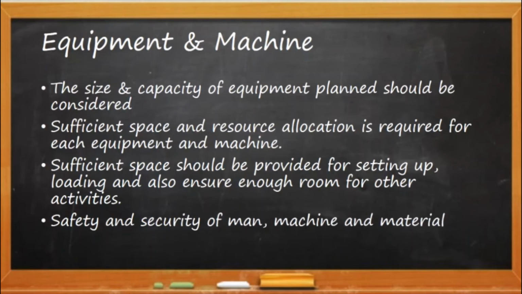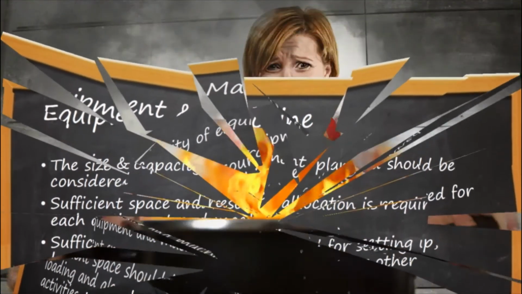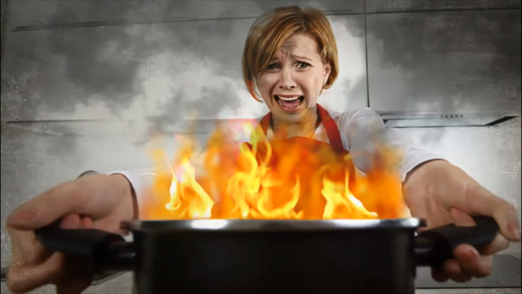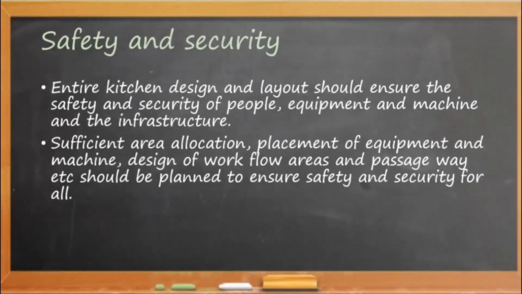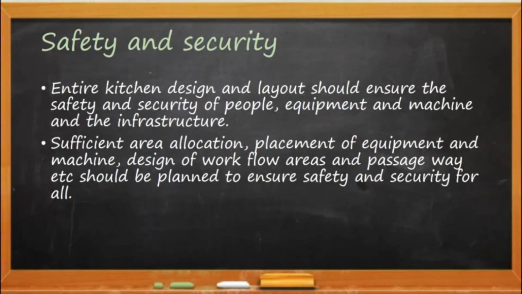Safety and security of man, machine, and material while handling equipment and machine. Safety and security concerns. Entire kitchen design and layout should ensure the safety and security of people, equipment and machine, and the infrastructure. Sufficient area allocation, placement of equipment and machine, design of workflow areas, and passageway should be planned to ensure safety and security for all.